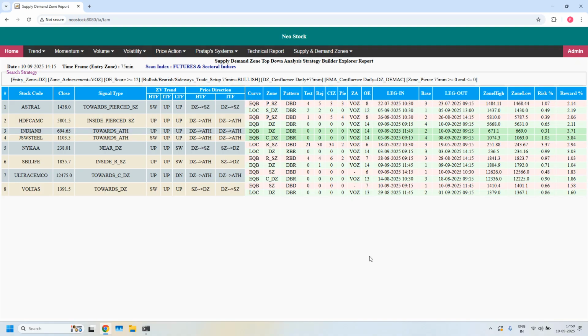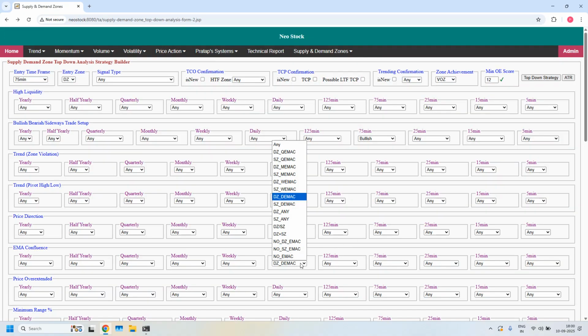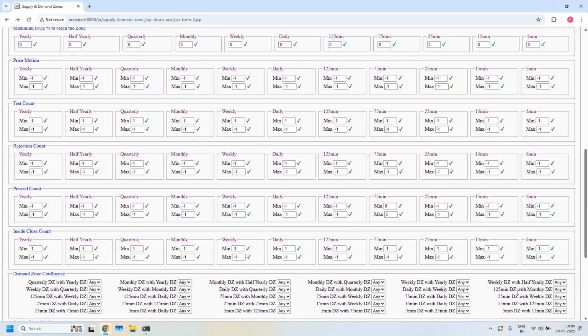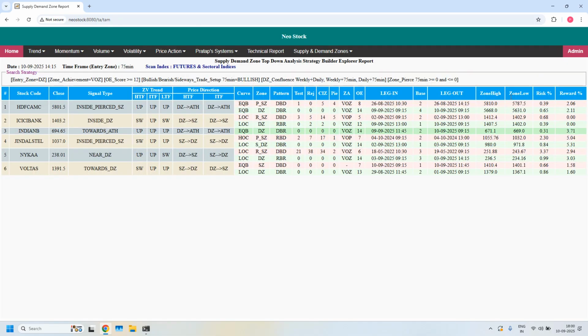Okay, next strategy is LTF, ITF and even HTF demand zone confluence. After that, HTF EMA confluence. Let's verify. I'm removing the EMA filter. In the demand zone confluence, 3 filters we have to set. First filter 75 and daily already enabled. Next 75 and weekly. Daily and weekly demand zone confluence. With all the 3 filters, we got 6 stocks.